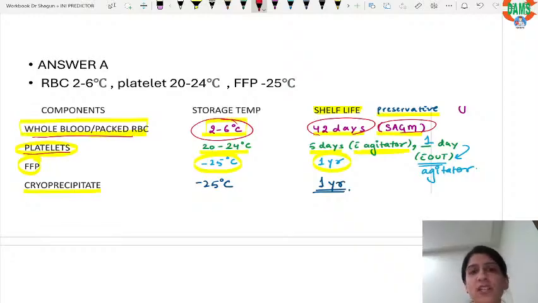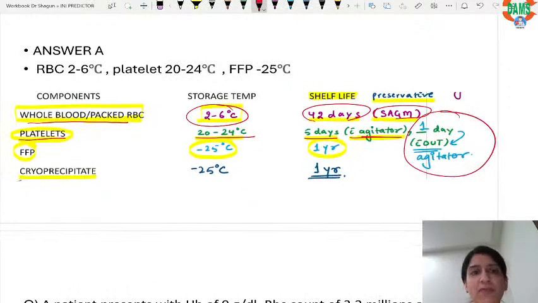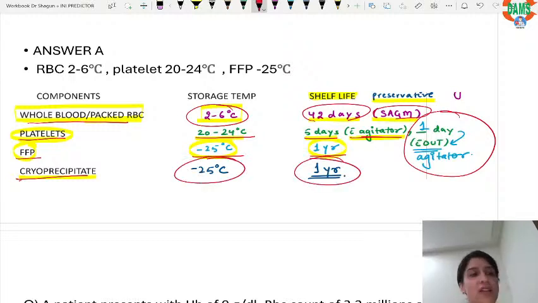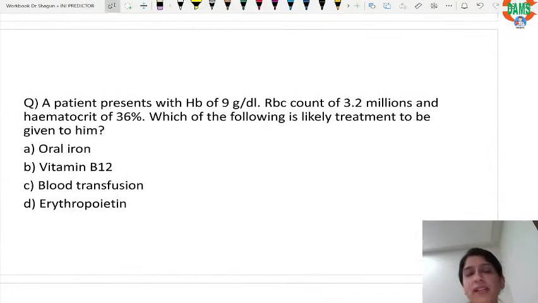For platelets, storage temperature is 20 to 24 degrees Celsius, and we have agitators. Whether they are SDP or RDP, if I keep platelets with an agitator, shelf life is 5 days, and without an agitator, it is 1 day. For FFP, the storage temperature is minus 25, shelf life 1 year, and for cryoprecipitate also storage temperature minus 25. Again, the shelf life is 1 year from the time of storage. So that was it. Okay, now moving to the next question.